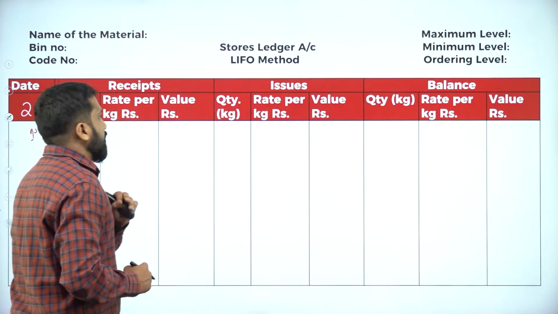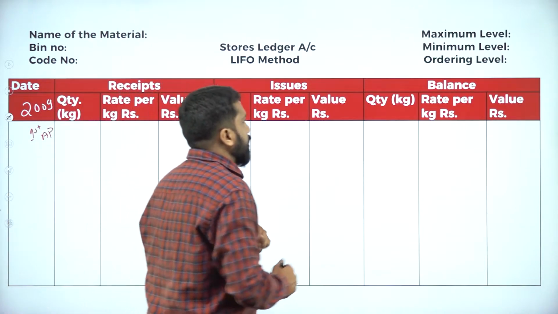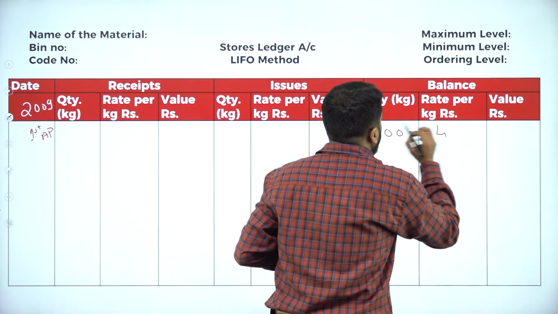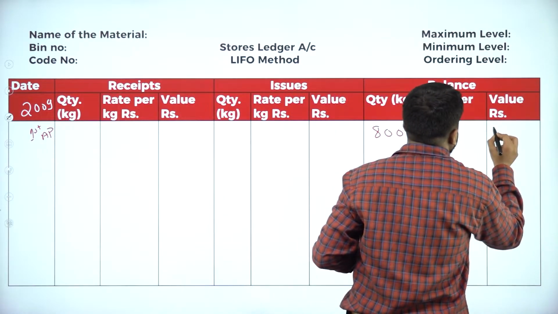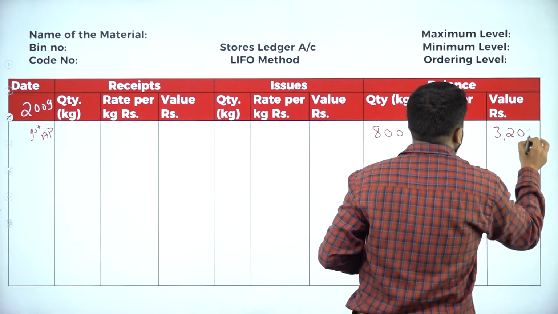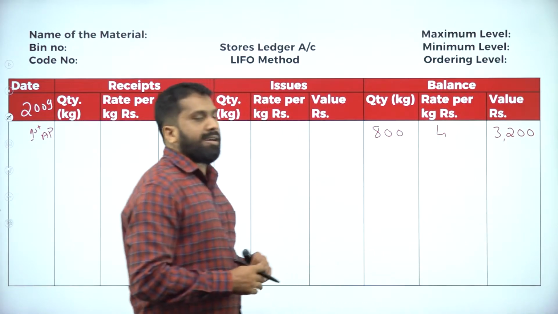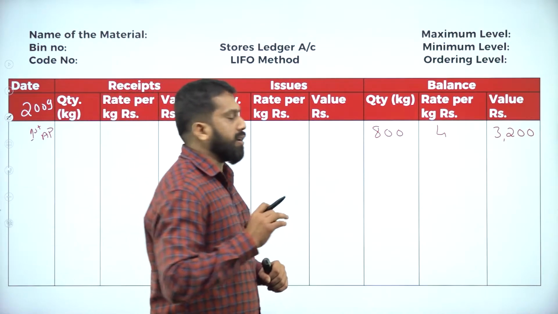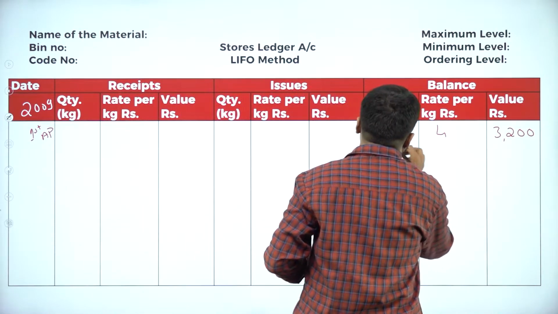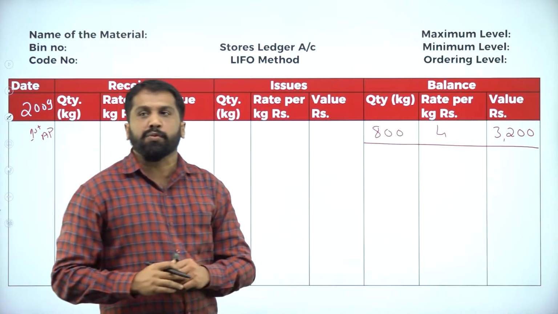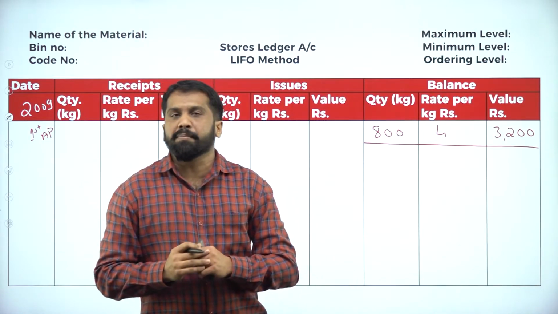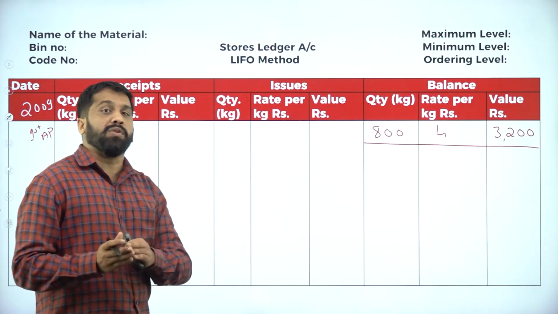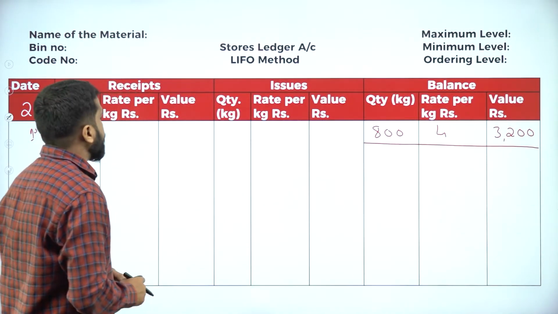Now, as per this, your quantity is 800, value 4 rupees. So 800 into 4 comes to 3200. Now close this. Your opening balance we have completed. Now, we're done with the opening balance. We'll go for the next.